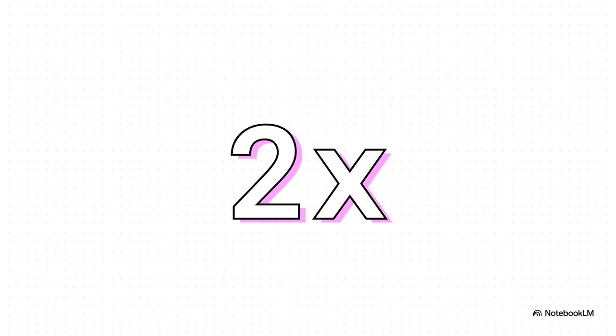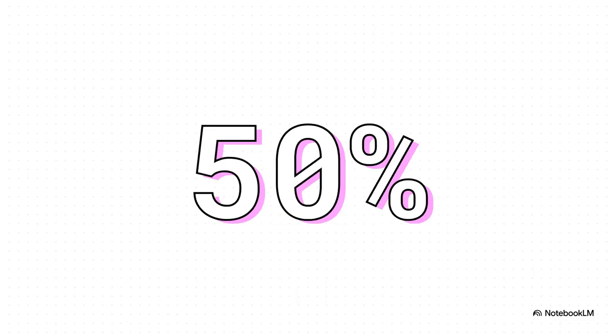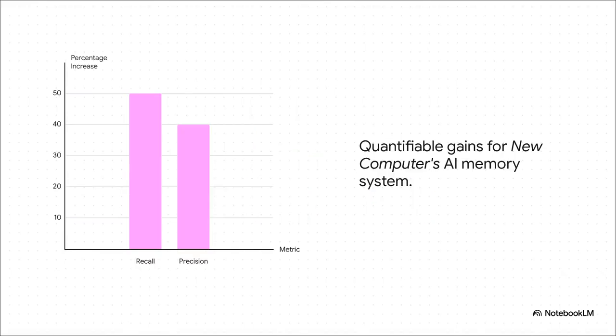That's a huge win. Or check this out. New Computer, the creators of an AI assistant called Dot. They use those evaluation tools we just talked about to seriously level up their AI's memory. And wow, the results were just staggering. You can see it right here. They got a 50% boost in recall. That means the AI remembered what it was supposed to. And a 40% jump in precision, meaning the memories it pulled up were way more accurate. I mean, those aren't small improvements. Those are massive, measurable gains.